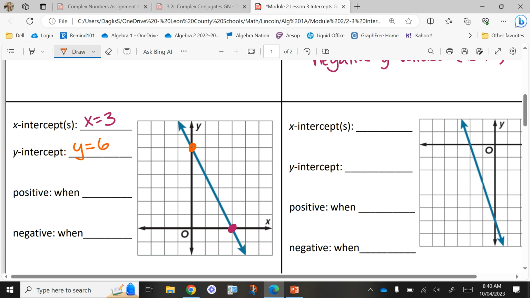If I wanted you to write the point, this would be 0, 6. This point would be 3, 0. It's good to know. It's going to help you with something in the future. So notice my x-intercept has the x of 3 but a y of 0. That makes sense. It didn't go up or down. Okay? The y-intercept, my y is 6 but my x is still 0. Makes sense because it only went up. It didn't move left or right.